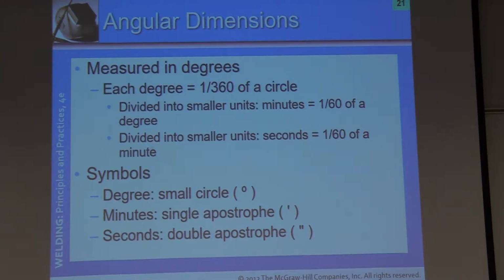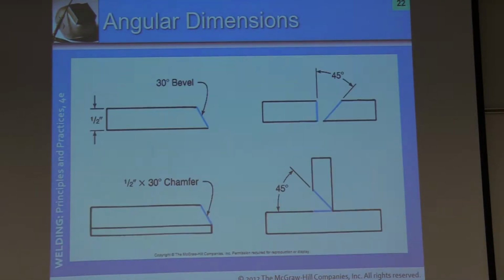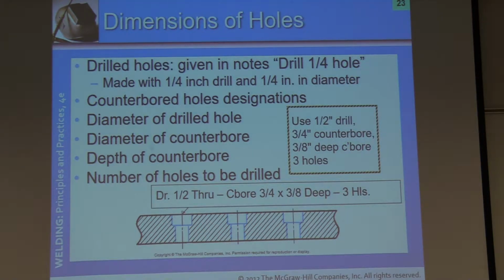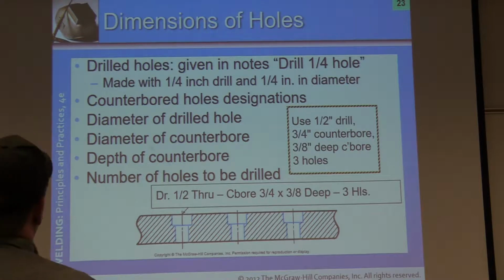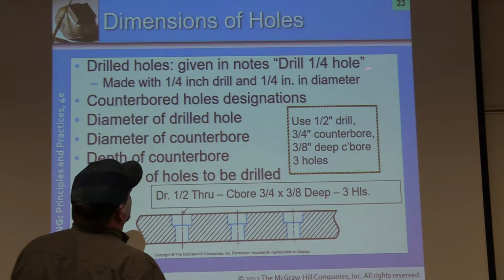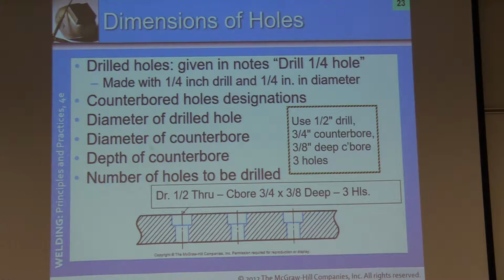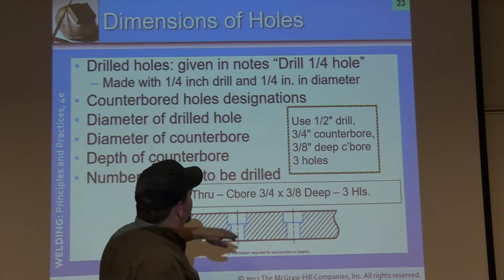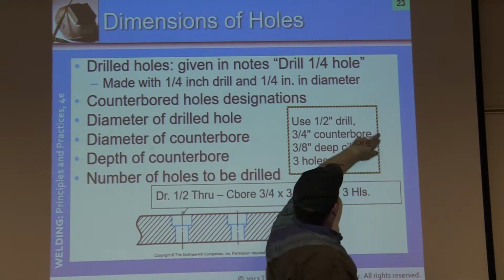Okay, continuing on. We talked about angular dimensions. Now let's talk about dimensions of holes. So we're talking about drill a 1/4 inch hole made with a 1/4 inch drill and a 1/4 inch in diameter. Counterbore hole designations: diameter of the drilled hole, diameter of the counterbore, the depth of the counterbore, number of holes to be drilled. So, in this case, here is what we're using.